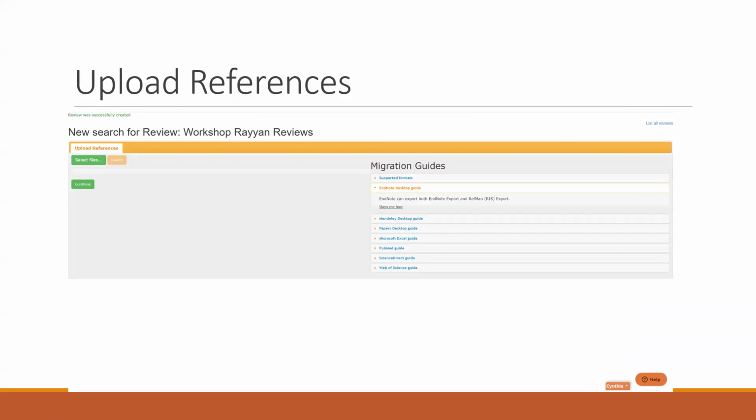Now, to be able to get your resources and references into Rayyan, you're going to go to the upload references, and it tells you right here with the migration guides how to use each citation manager. So we've got EndNote, Mendeley, Zotero, Web of Science, as well as ScienceDirect and PubMed. There are a lot of different ways that you can import your references into it. What you'll do is you'll just hit select files, select the download, and then it'll import those references for you.